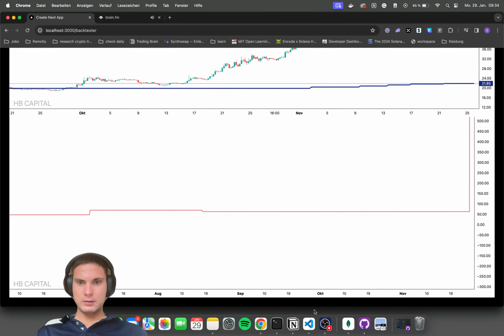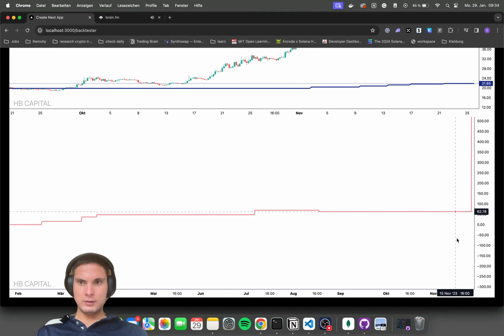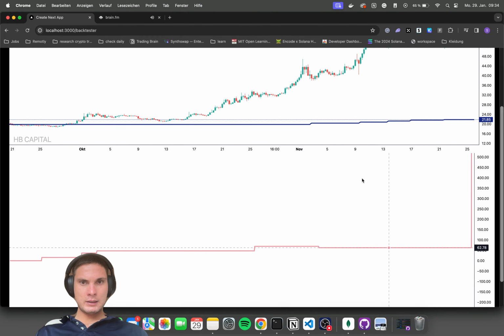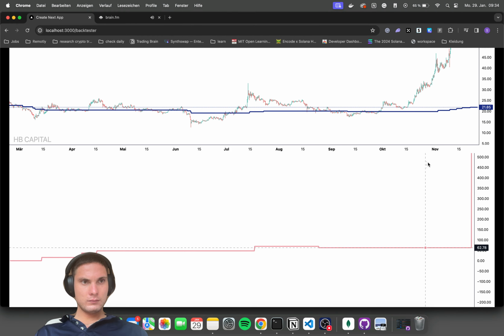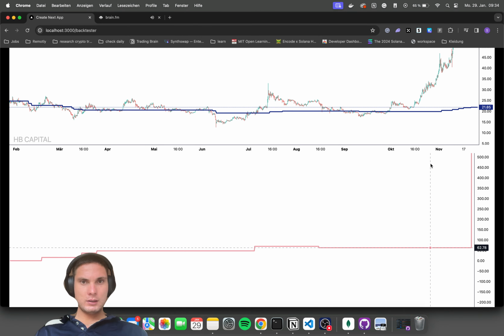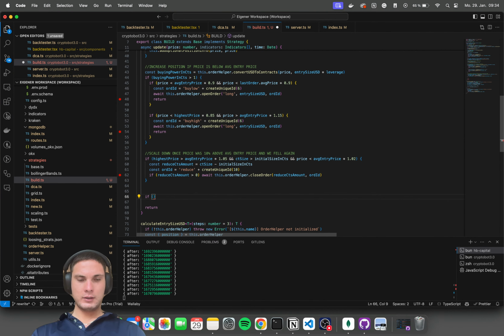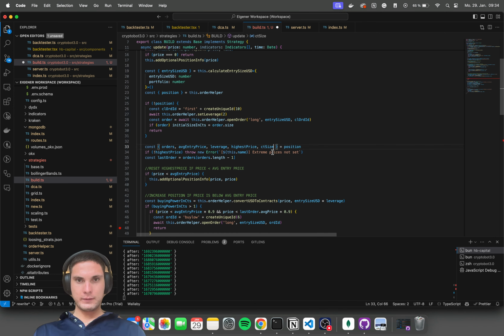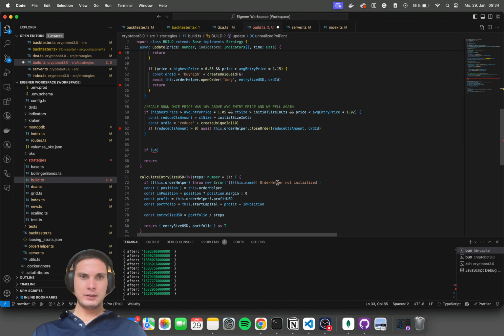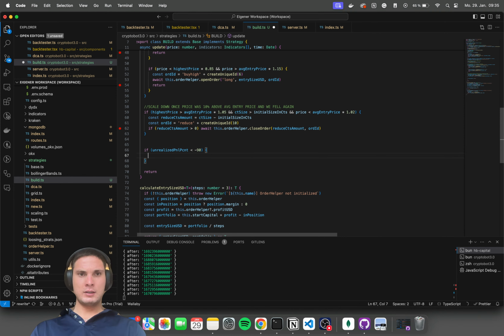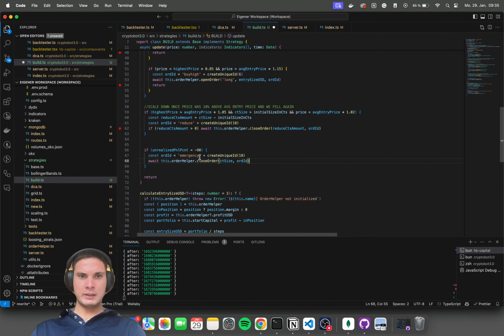And of course we need to include liquidations, and if unrealized P&L percent is smaller than 90%, we close the whole position, and this is now a liquidation event.